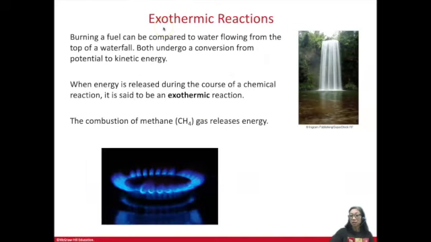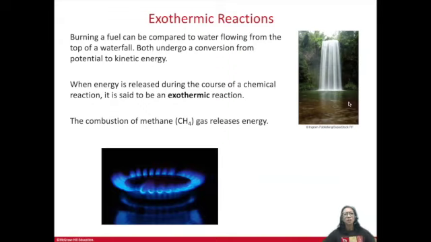Reactions that release heat are called exothermic reactions. So this is an example not of an exothermic reaction, but this idea of water flowing from the top of a waterfall. This is a conversion like the ball we saw earlier. This just moves down potential energy. The water at the top, once it moves down the waterfall, is kinetic energy.